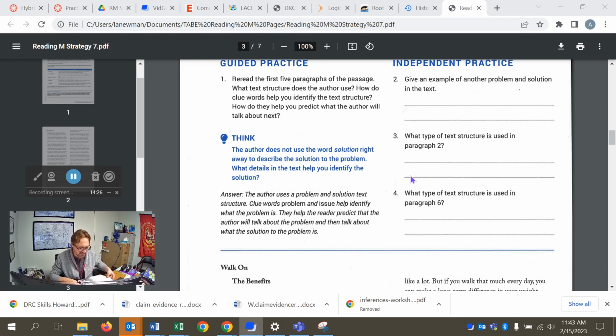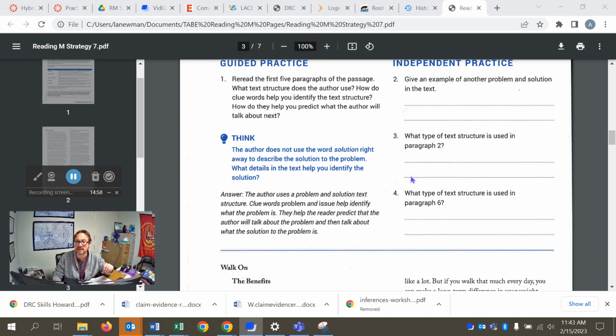Okay, so moving on to number 2, give an example of another problem solution in the text. Okay, so building a house requires labor that is costly. In a habitat project, there may not be the money to pay the labor. So the solution is that the recipients of the habitat home perform some of the labor themselves. They earn equity through their labor on the house. So there's another problem solution within the text itself.